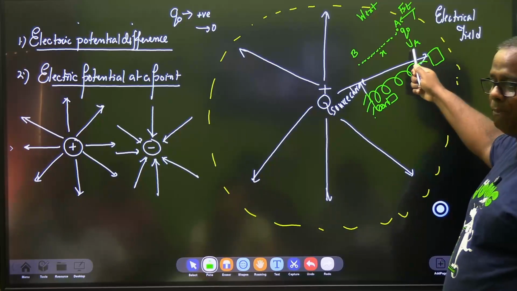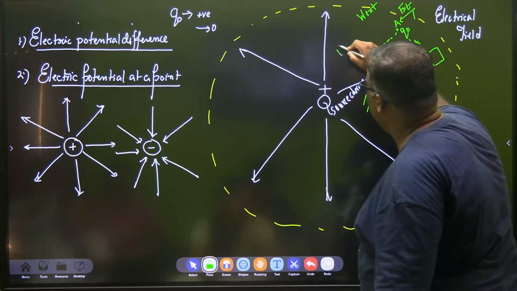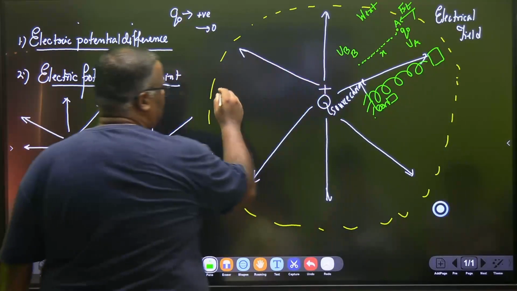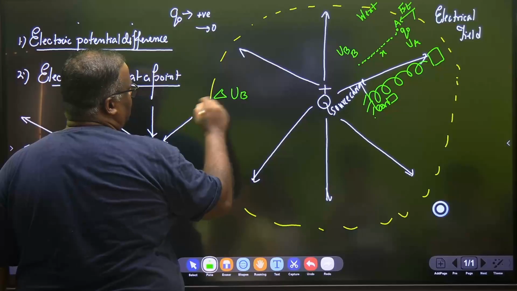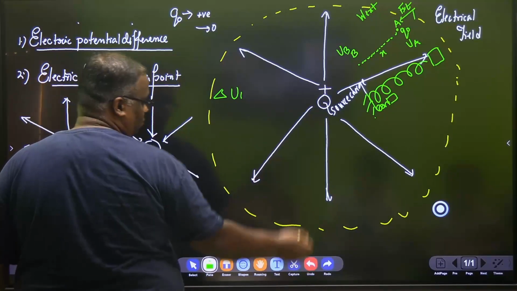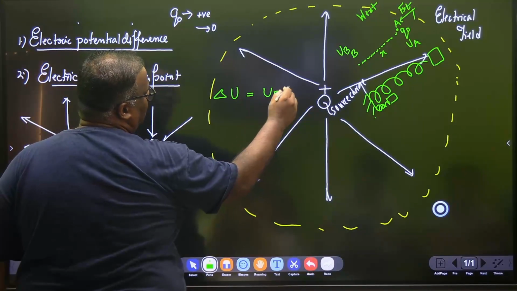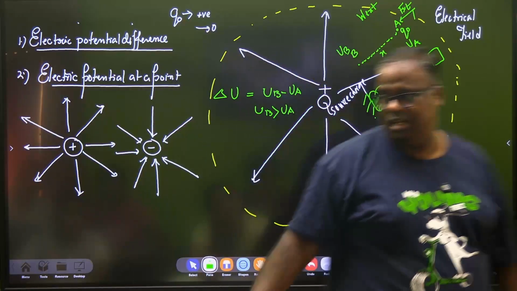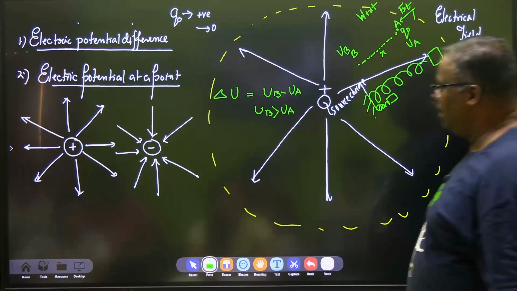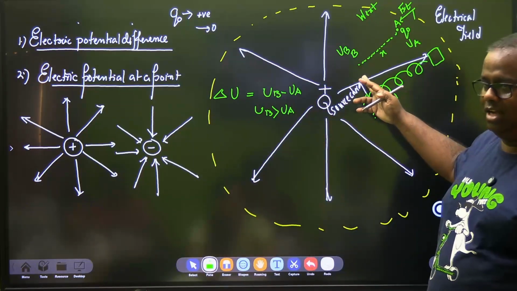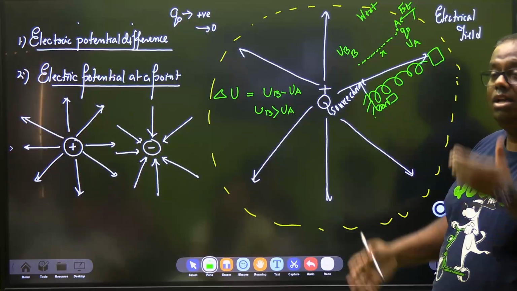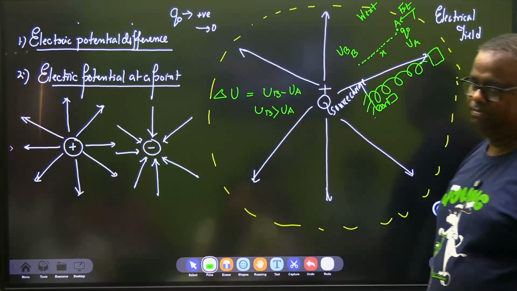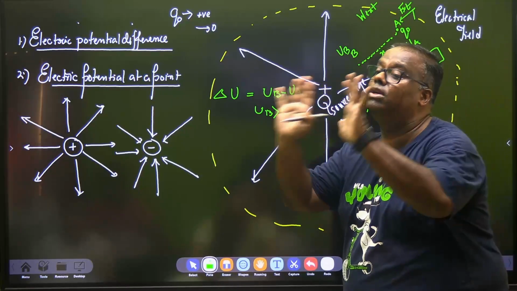This is the electric potential energy, and the energy here is UB. Don't you think that you have added energy to the system? How much energy did you add? You added delta U, which was equal to UB minus UA. Obviously, UB is greater than UA because you're doing work against the field. Clear or not? So an external work done against an electric field creates a potential difference. And that potential difference in our case is positive. Why? Because we have done work on the system.